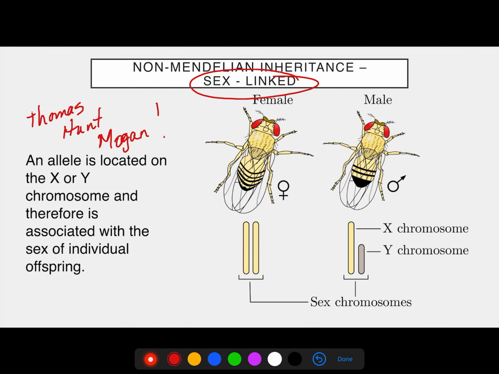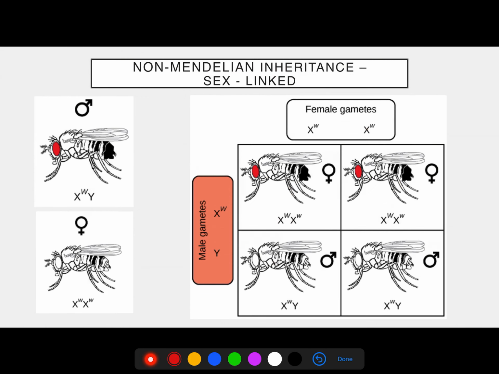So this is just giving you an example of what a female fruit fly and a male fruit fly look like. Obviously, females will have 2 X chromosomes. A male will have 1 X, 1 Y chromosome. And this is just the traditional or typical chromosomes you would have for male and female. Okay, so this is kind of how it works.